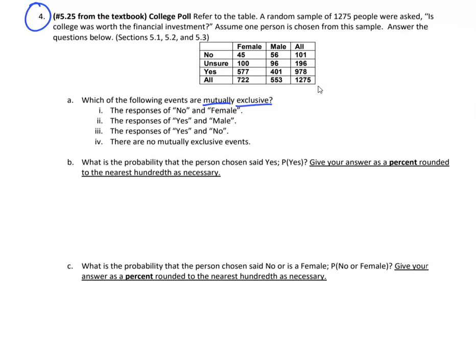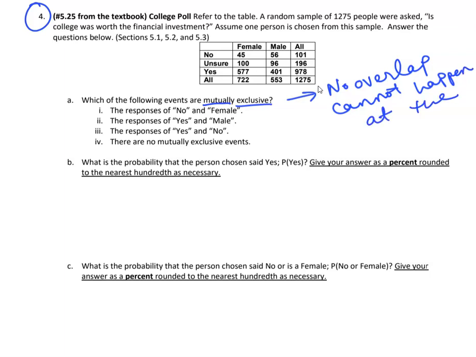Make sure you know what the term mutually exclusive means. And on this test, just like the last one, you can still use an index card. So if you're afraid there's a term you might forget, this might be one to jot down on the index card. Mutually exclusive, I like to think of as there is no overlap. The two groups cannot happen at the same time.